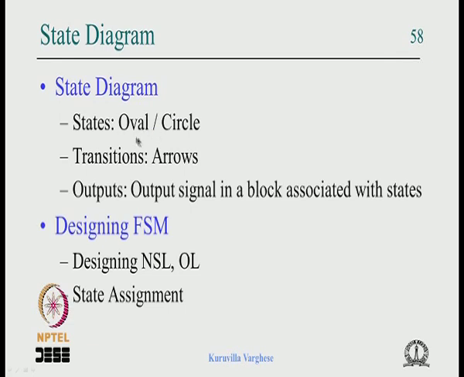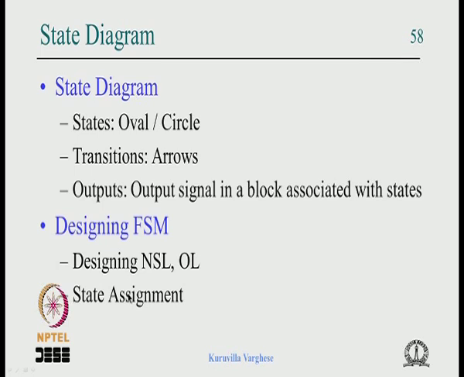Transitions will be shown as arrows from one oval to another oval, and we have outputs. In real life there could be 5 to 20 outputs for a state machine, which are written somehow connected to the state, because the outputs are associated with each state. So that is the state diagram, and from the state diagram we have to derive the next state logic and the output logic after doing the state assignment. That is the basic idea.